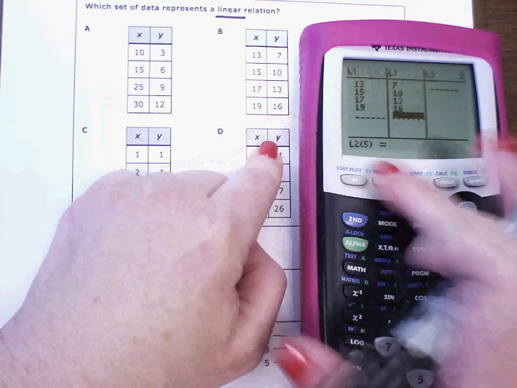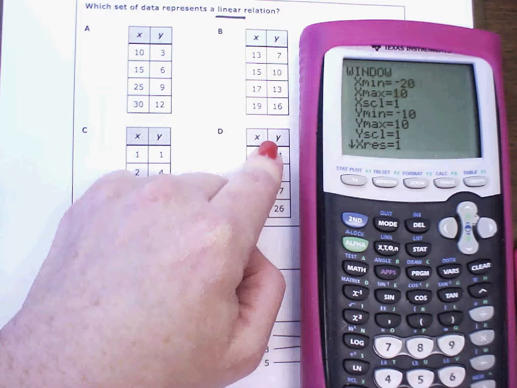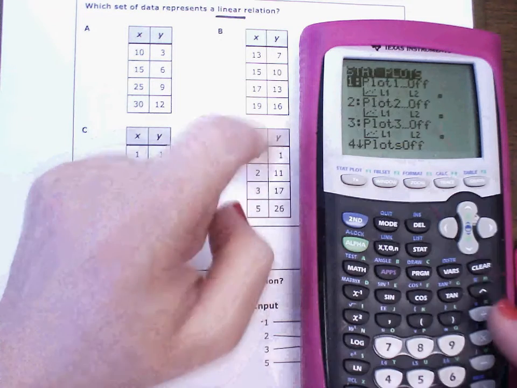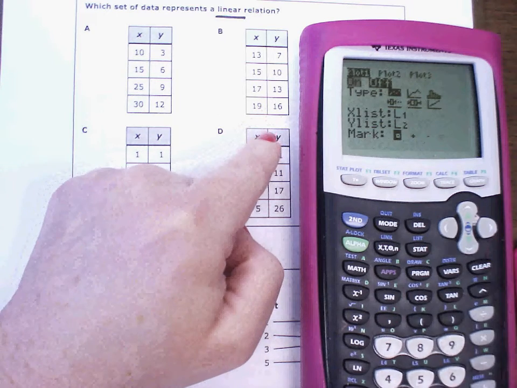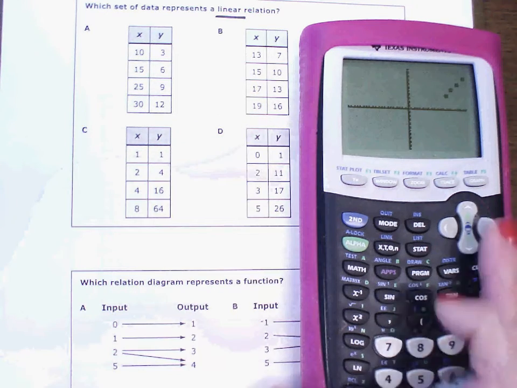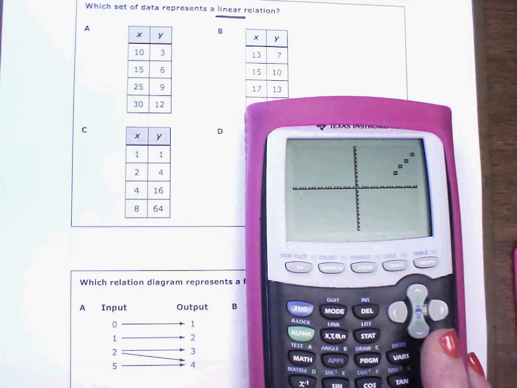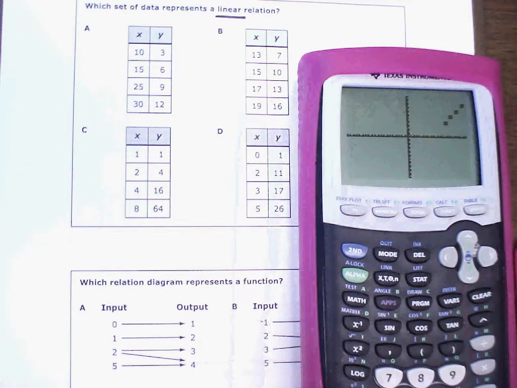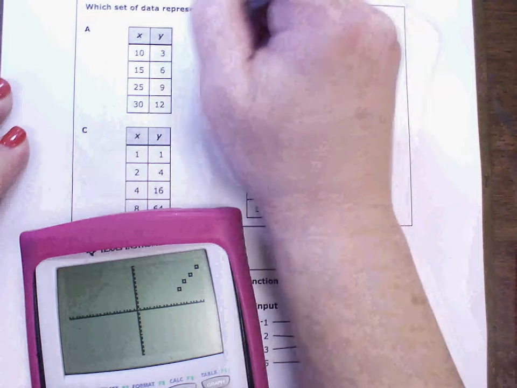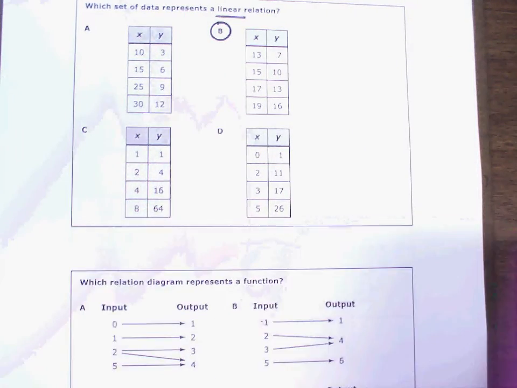I'm going to have to change my window. I'm going to put it on negative 20, and then I'm going to turn that plot on, and then I'm going to graph. There you go. That's a pretty cool looking line. That was B. Correct answer was B. Just plot them all and see which one.